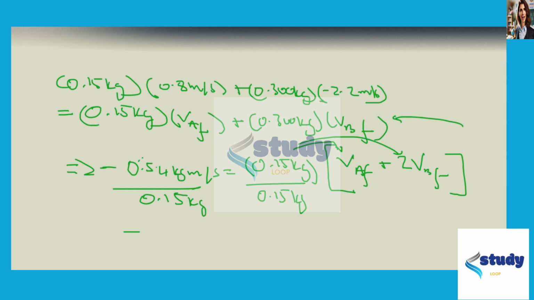And so we have an equation that says negative 3.6, so 0.54 divided by 0.15. So negative 3.6 meters per second equals the final velocity of A plus twice the final velocity of B. So that's one equation we've come up with.